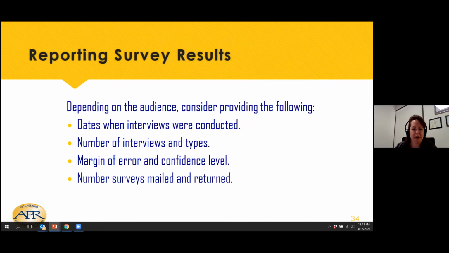Okay, so reporting your survey results. Depending on the audience, you need to consider providing the following information when you report on your results: the dates when the interviews were conducted, the number of interviews and types, margin of error and confidence level, number of surveys mailed or emailed and returned.